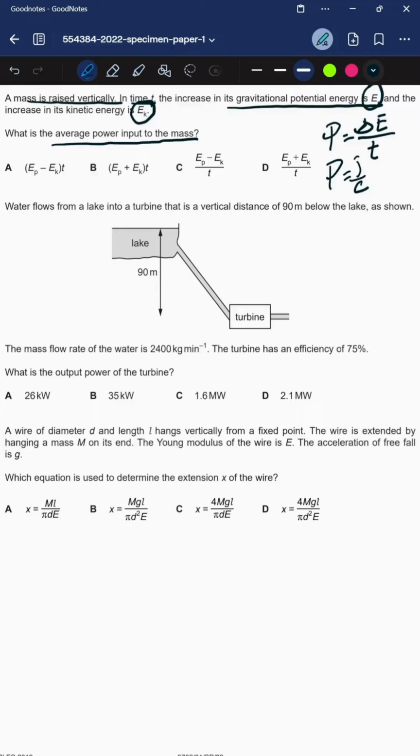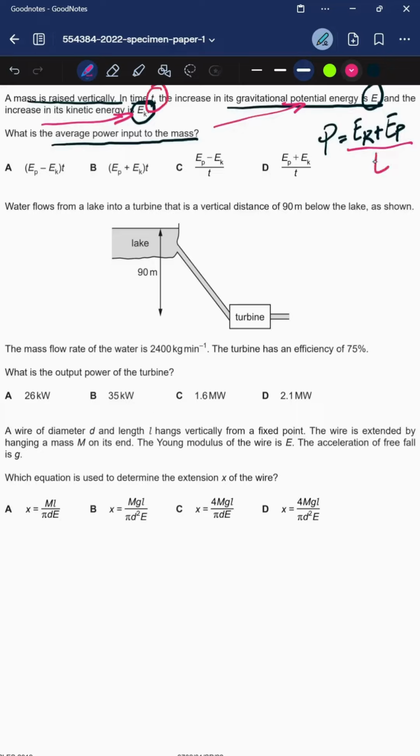the mass, right? So we can say that the total change in energy is equal to EK plus EP, right? Because it is mentioned in the question that gravitational potential energy is changed by this much, and the kinetic energy is changed by this much. So we know that the total change is EK plus EP, right? And in what time is it done? So we know the value of time. It is given, this is in time t, right?